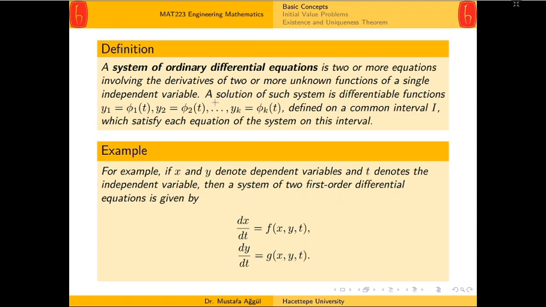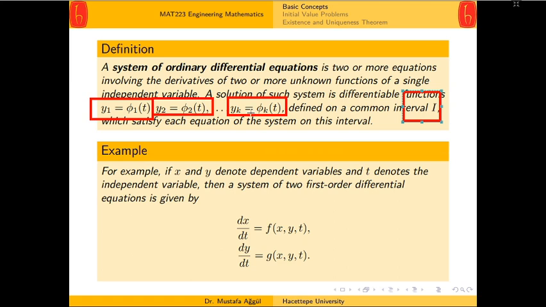A solution of such a system is differentiable functions like that, and these functions are defined on a common interval I, and they satisfy the system of ordinary differential equations. So y1 will be something like that. This is the solution for y1, and y2 will be something like that, and so on and so forth. All these functions have to be defined on a common interval I, and they need to satisfy the ordinary differential equations.